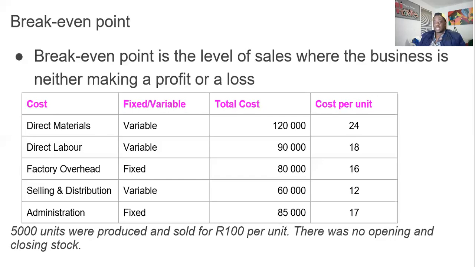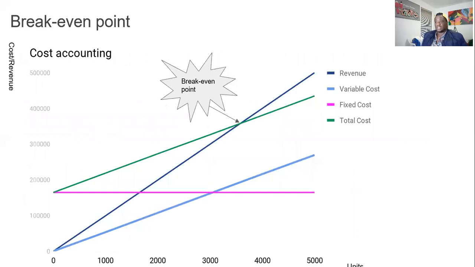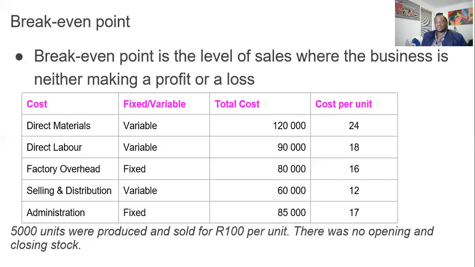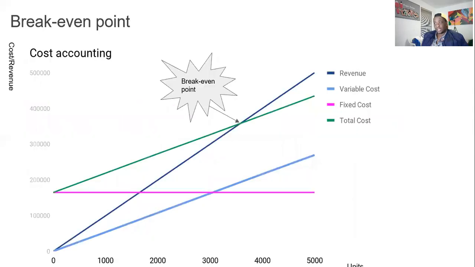Factory overhead, sometimes they will tell you that 80% of it is fixed, and then you would separate it. But in this case, I just said all of it is fixed. And then what I want us to do from here is get to the point where we are able to calculate the break-even point and also present it in something like a graph like this. Let's see how it goes. So you can see the break-even point there.